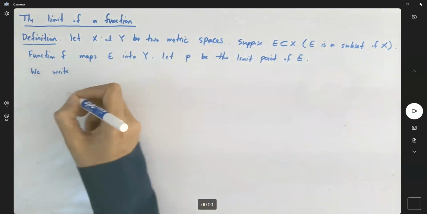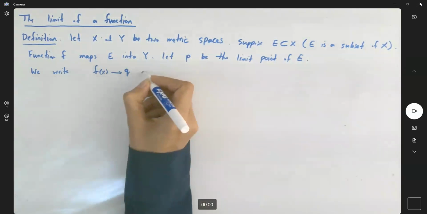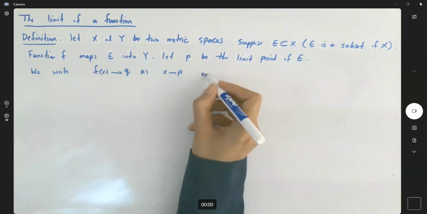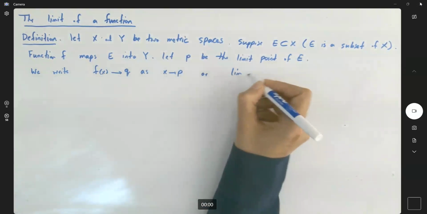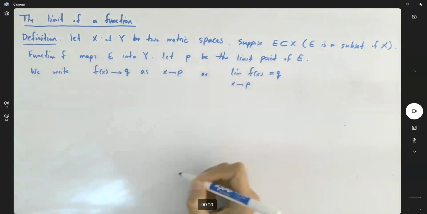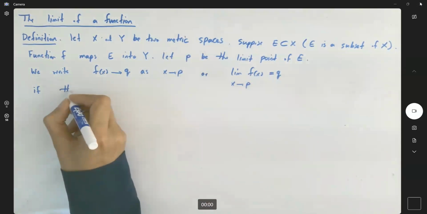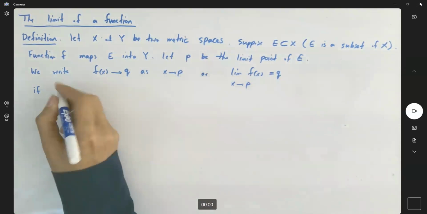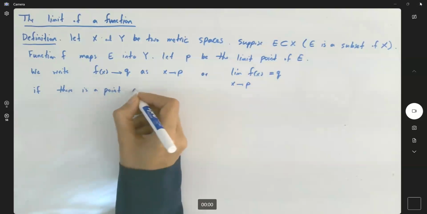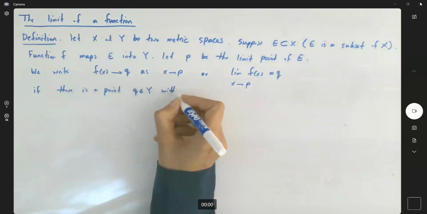We write f of X approaches Q as X approaches P, or, as you remember the definition, the limit of f of X as X approaches P is equal to Q if there is a point Q which belongs to Y with the following property.